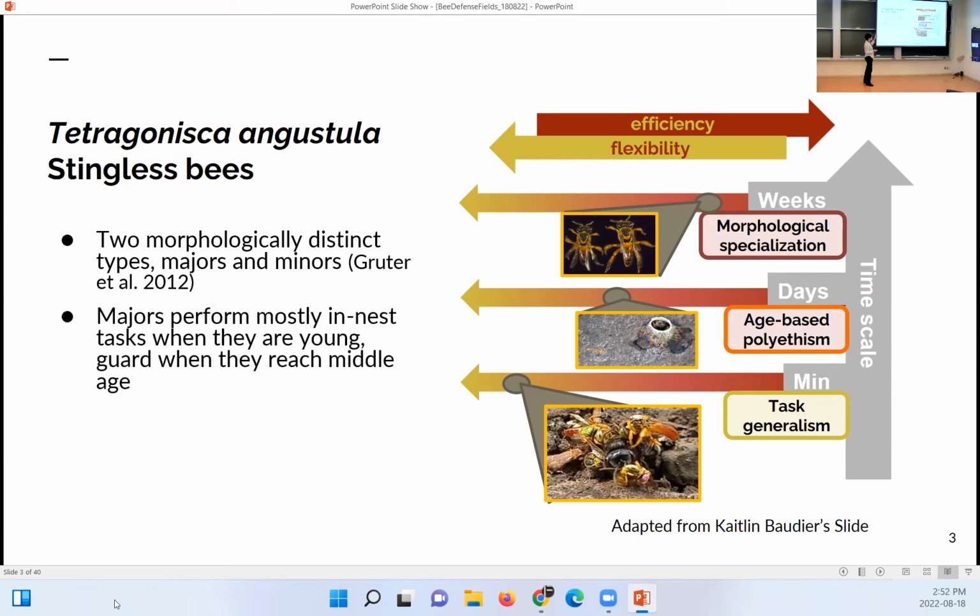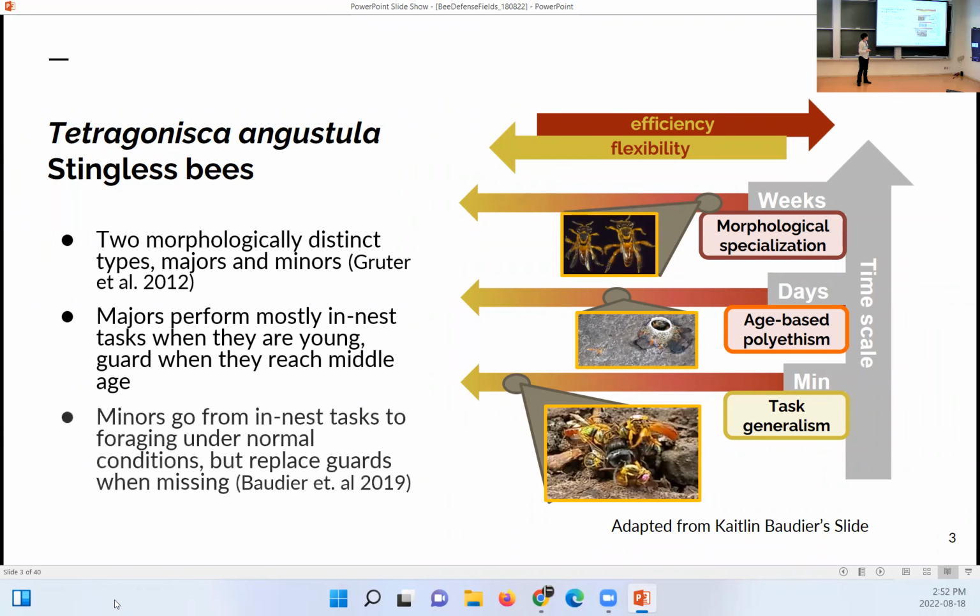And majors, so the big bees, will perform in-nest tasks when they're young and then switch to defensive tasks when they reach middle age. And this transition from one type of task to another is called age polyethism, and that's also common in other species of social insects. It's a way of getting some flexibility in task allocation without doing full specialization or full flexibility. You just change in the middle of your lifespan. And so this maturation to guard takes days. It's like half the lifespan of a bee.